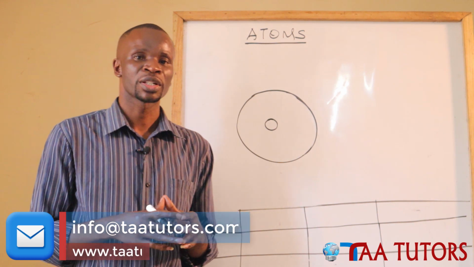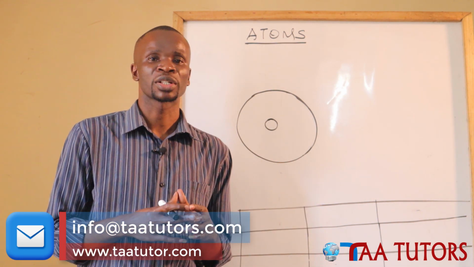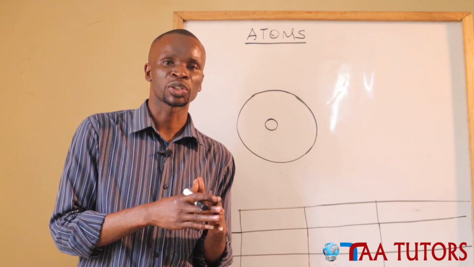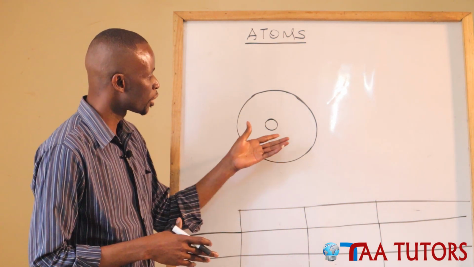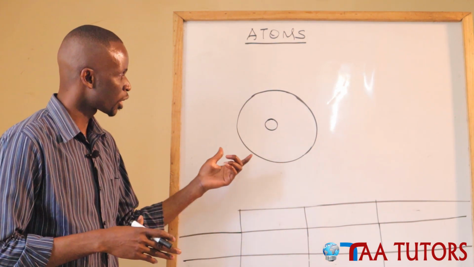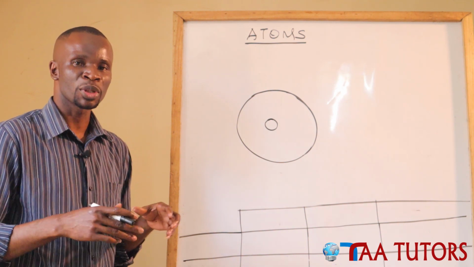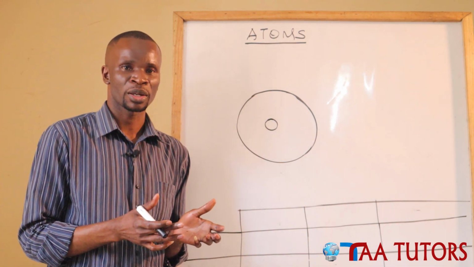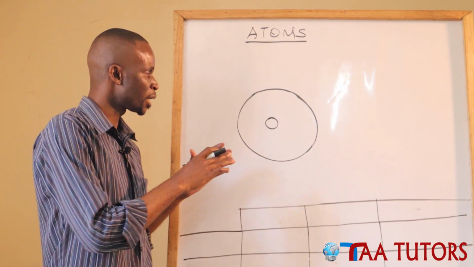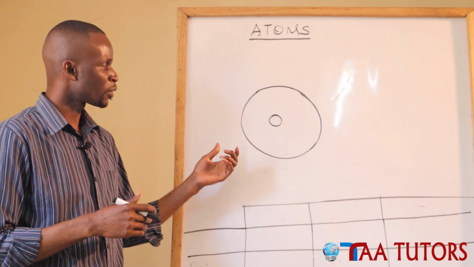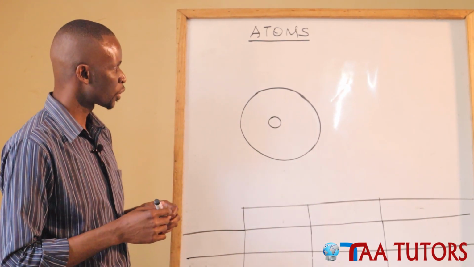Now, elements, as I said, are 118. Each of these elements is made up of the smallest unit called an atom. I've drawn something like a circular structure here, and I'm going to use this to represent an atom. Although an atom is spherical, not circular, I cannot draw a spherical structure on the board, so I've drawn a circle to help us understand how an atom looks.